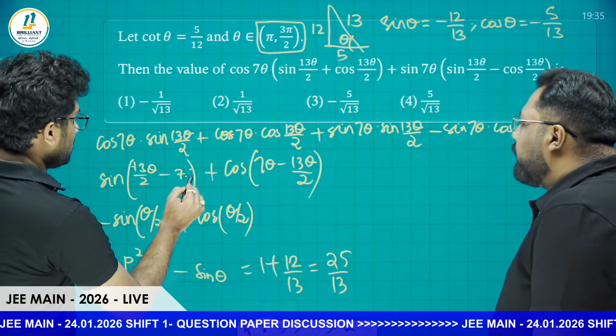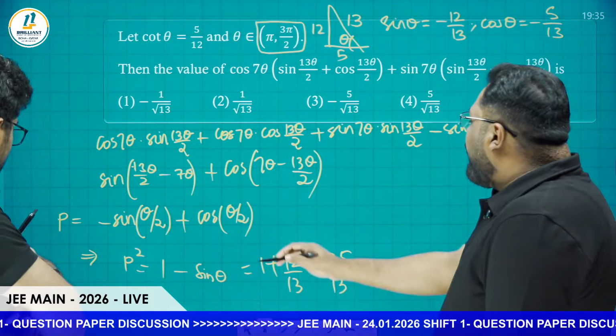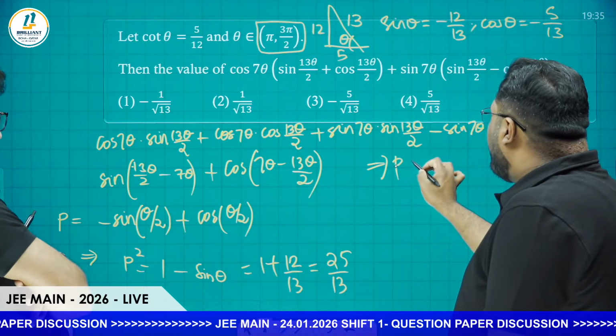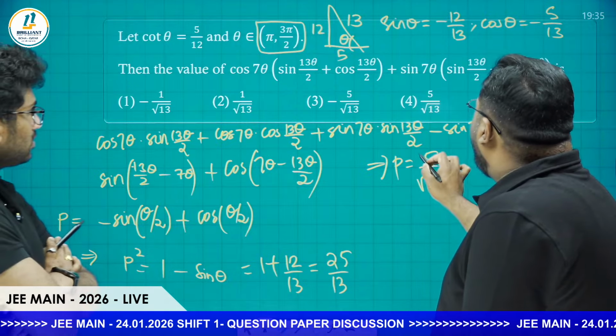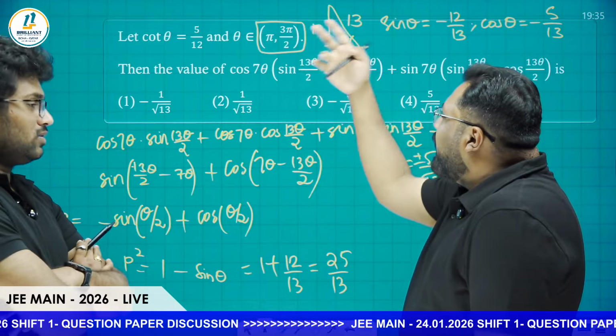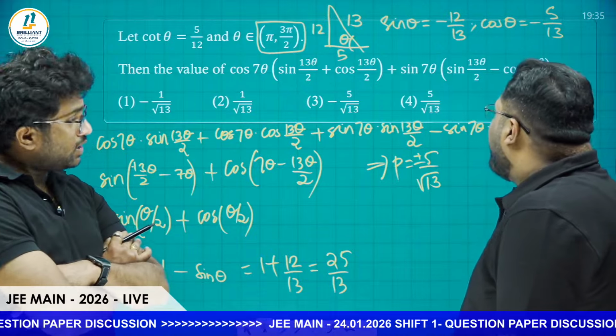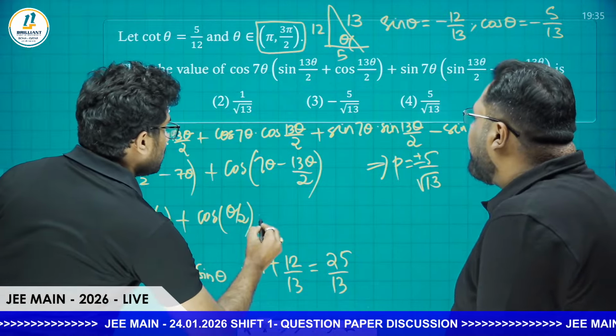Okay, fine. So this is going to be 25 by 13. So we got P squared. Then P is equal to 5 by root 13, plus or minus. We have plus or minus here. But because theta is in the third quadrant, theta by 2 will be in the second quadrant. So in the second quadrant, it's going to be a negative value.